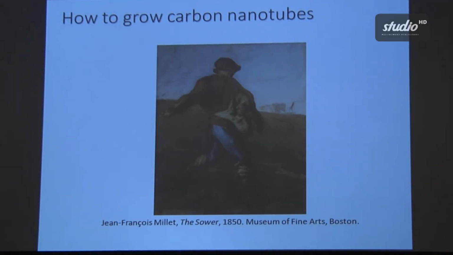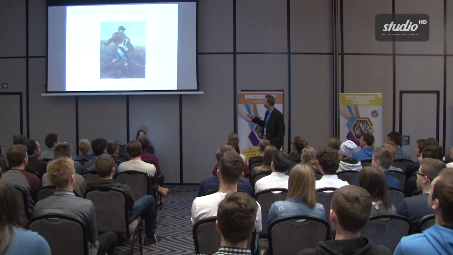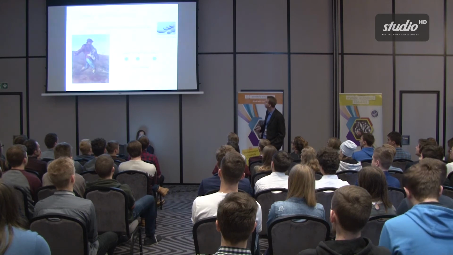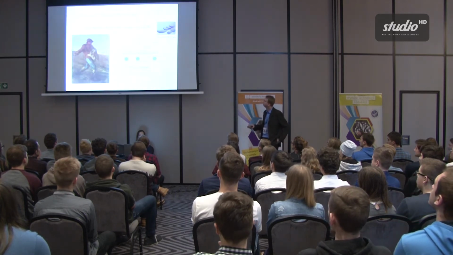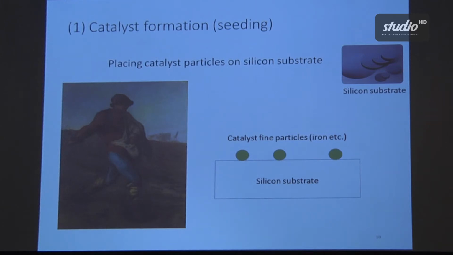So how to grow such a carbon nanotubes? This image shows the painting, which is already quite old, by Millet, which is in the Boston Museum. And this guy is basically walking around and throwing seeds on the ground in order to grow some wheat or something. And there's very similar cause for the carbon nanotubes. We need some seeds, some style of seeds to grow carbon nanotubes. And those seeds are the so-called catalyst particles.